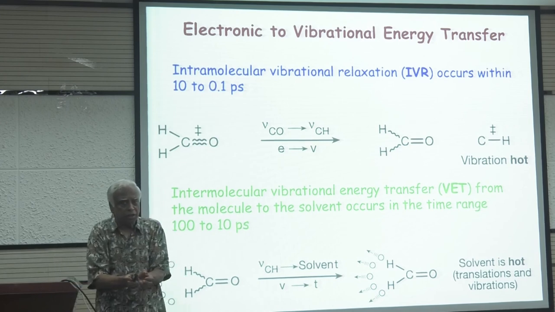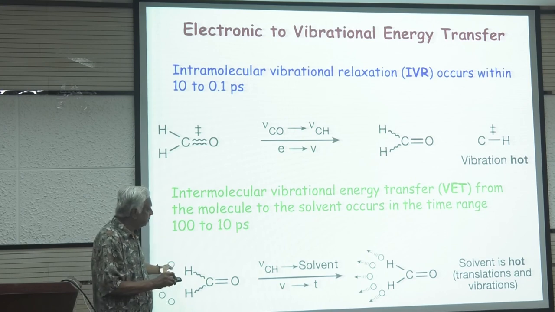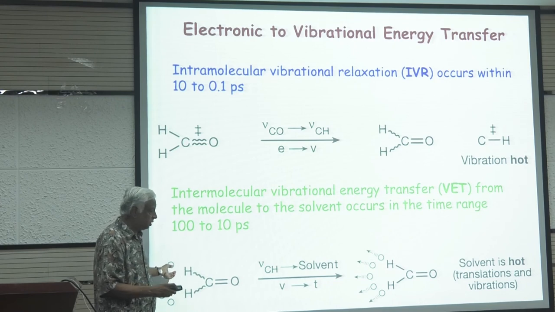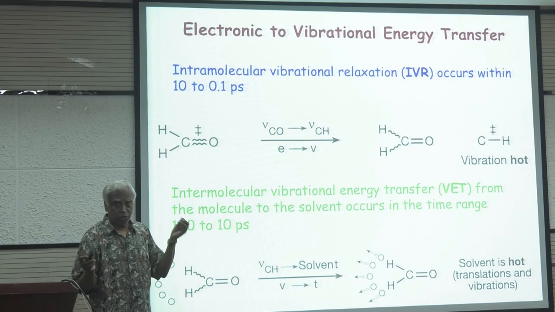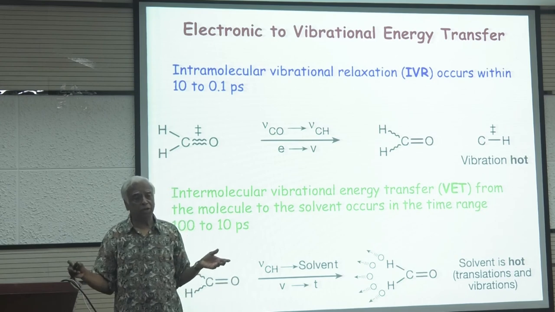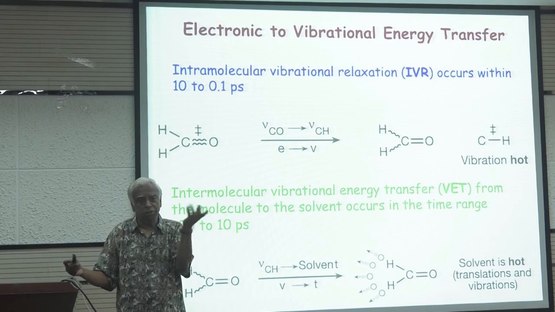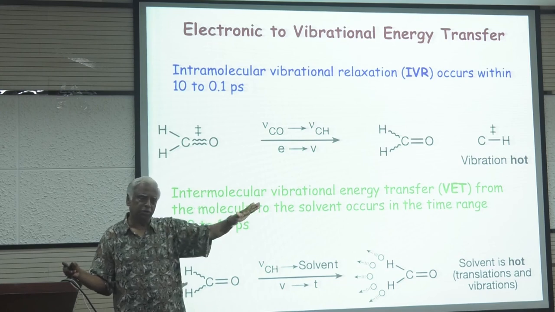compound. Now that will also start moving around. So the energy will be transferred from this molecule to the solvent. There are millions of molecules of solvent. So the 100 kilocalories that you put in has now gone, one kilocalorie into one solvent molecule. So there's nothing left. The 100 kilocalories will be completely gone.